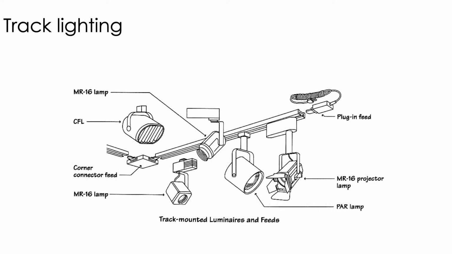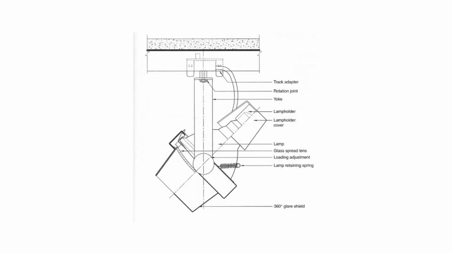Most track systems will allow multiple types of light sources and luminaire types. So, even the same track can have all these different kinds of light sources, and it's usually no problem. Again, there are certain limitations to the number of fixtures that are on a given circuit, for example. The most common track fixture is this one.